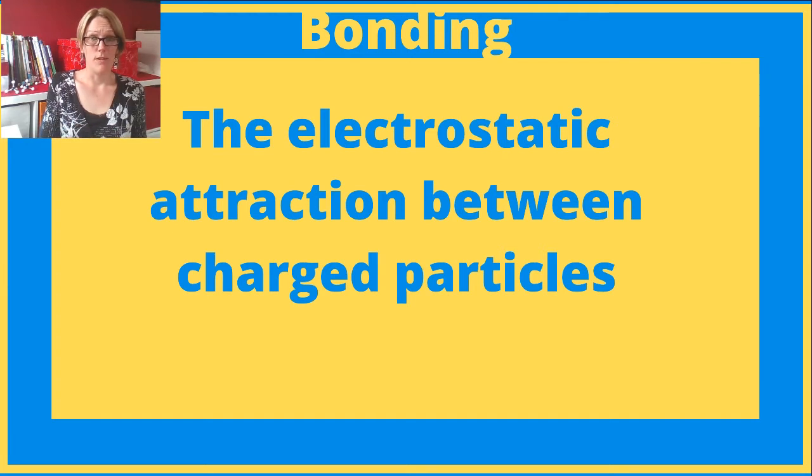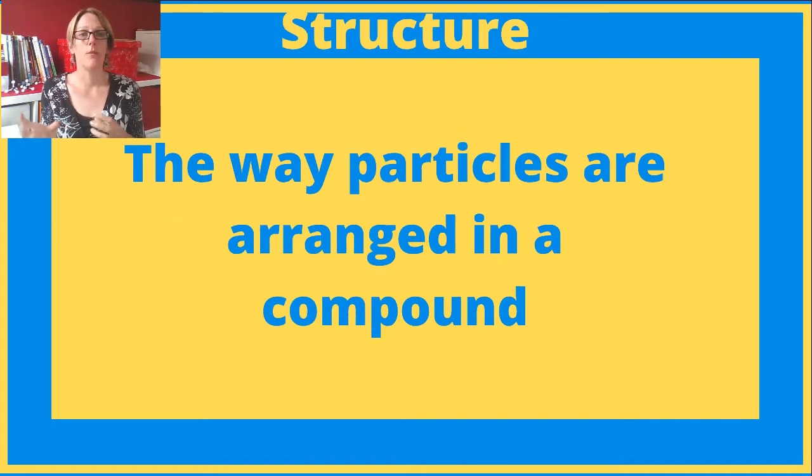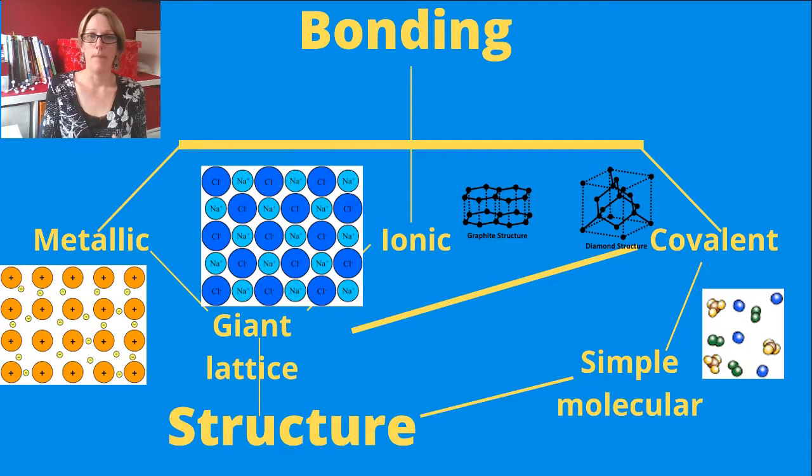Let's look at our definitions. Bonding, apologies for the bright yellow, I just really wanted to get the difference across, is the electrostatic attraction between charged particles, either between two different ions, or ions and electrons, or electrons and the nucleus. And we'll look at how the three different types of bonding relate to electrostatic attractions. Structure is just the way particles are arranged. Are they all arranged in a giant structure, or is there a small number of particles that are held together and then everything else is not bonded in that way?